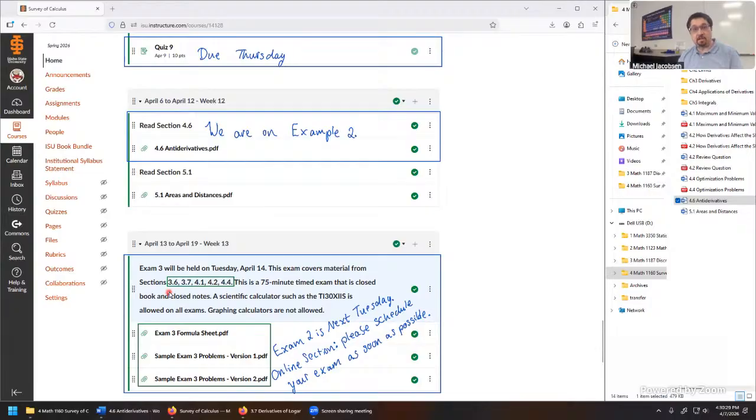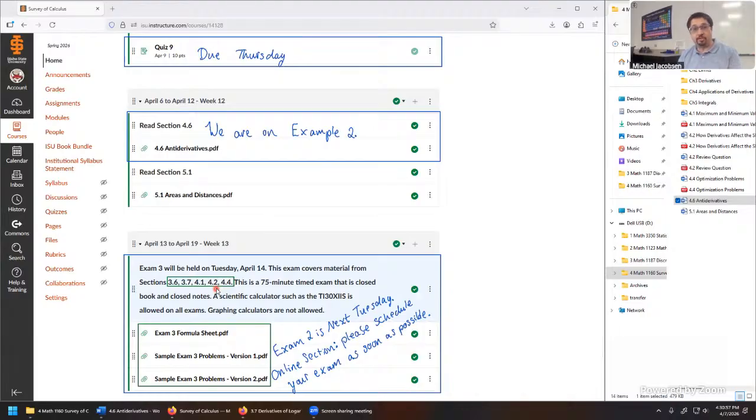Section 3.6 is the one on exponential growth, exponential decay. 3.7 is the one where we're differentiating logarithms. And you can see the formula sheet that's going to be on the last page of the real exam. This will include properties of logarithms. 4.1, we're looking into local minimums, local maximum values, critical numbers, as well as the closed interval method. And then 4.2, 4.4 are pretty similar sections.